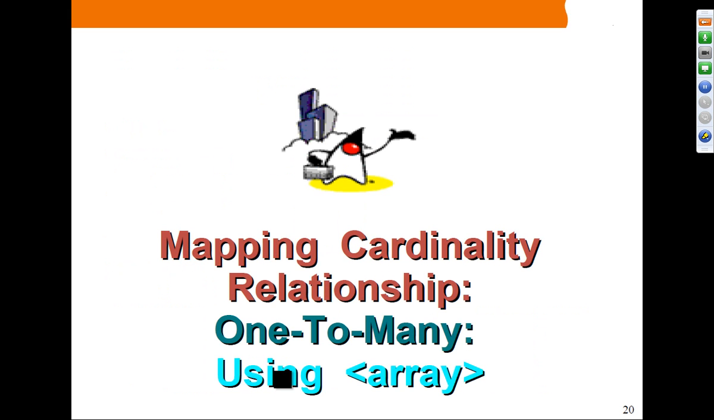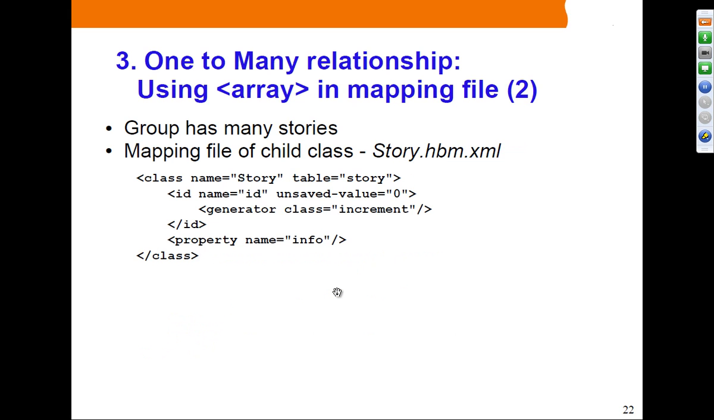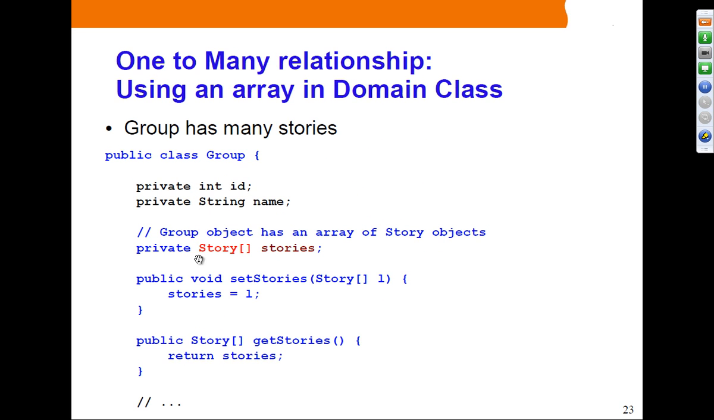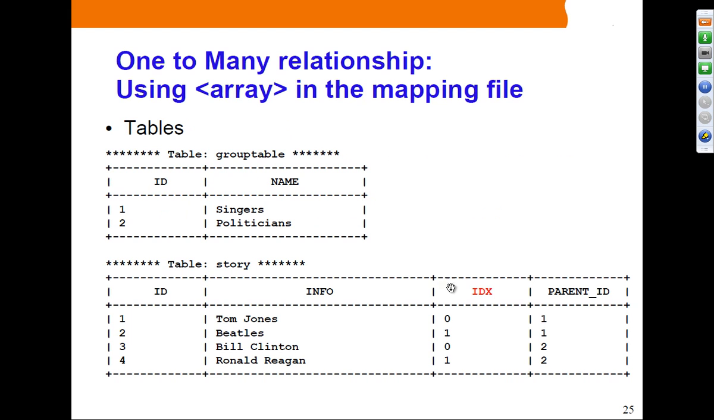Okay, so that is a list. An array is pretty much the same as the list because it has an order. So again, you have the index column, and the rest of it is pretty much the same. There is nothing you have to do on story. And here, instead of list or set, you specify an array of story. Here we are adding 2 stories using an array object, and again, the table should have this index column. So it works pretty much the same as list.